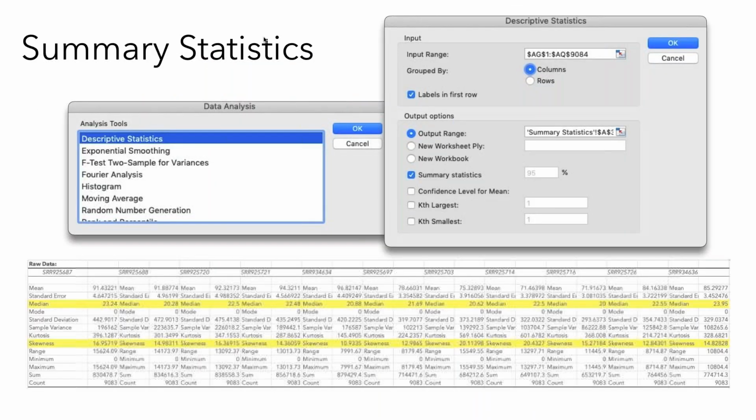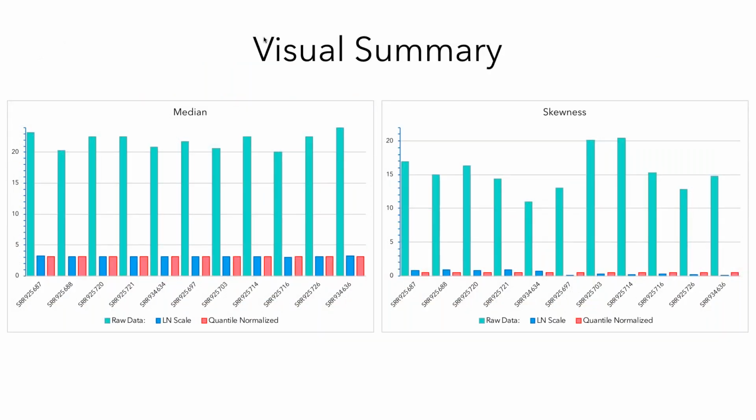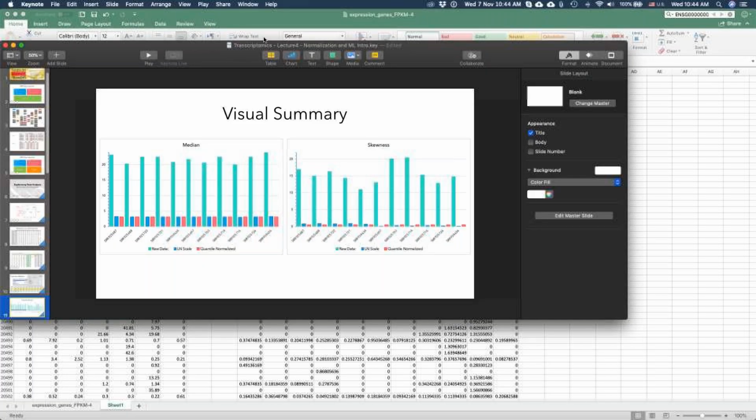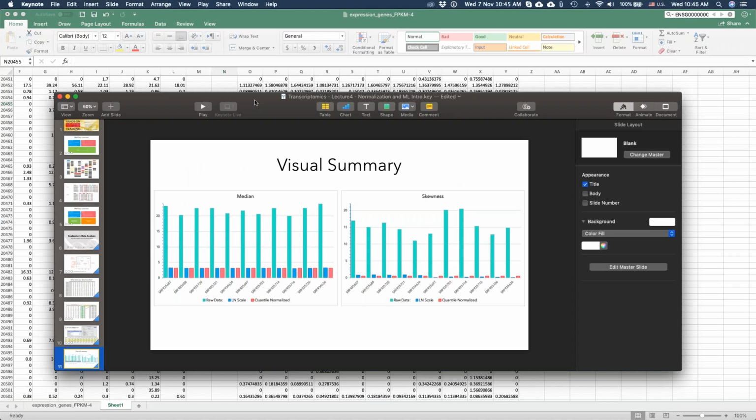And now we can run descriptive statistics of these different data sets. So before we look at the median and the skewness, let me show you how to run normalization, and then I will share with you the table that has the raw data, the logarithmic scale, and the quantile normalized data. And we will start comparing the summary statistics of the data and see how they vary.